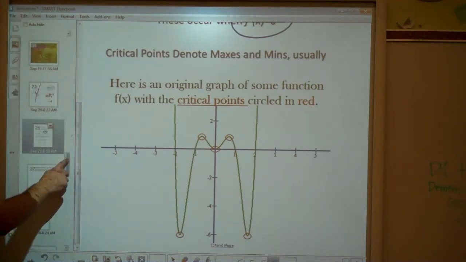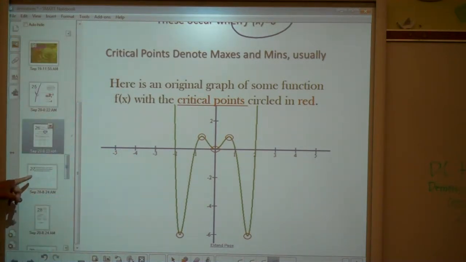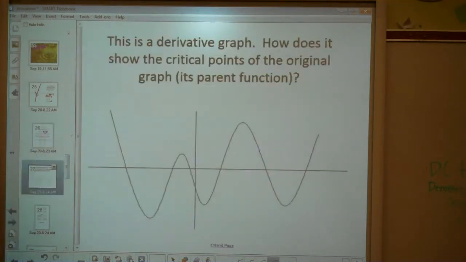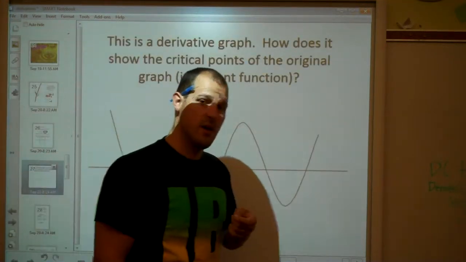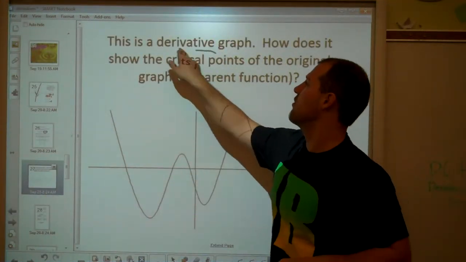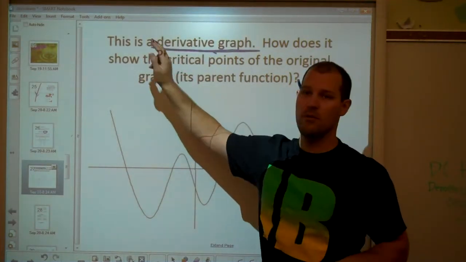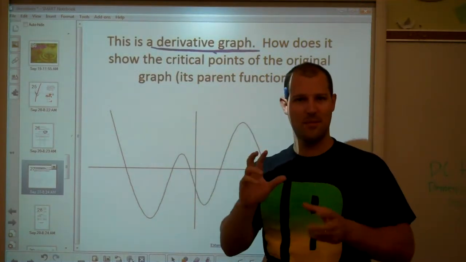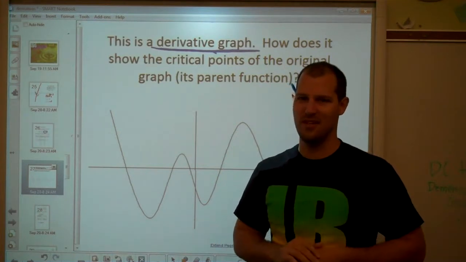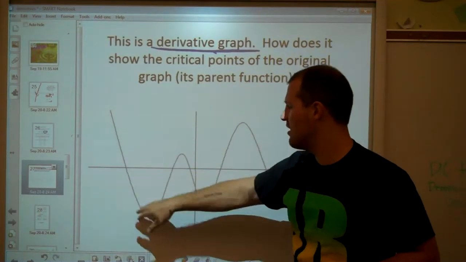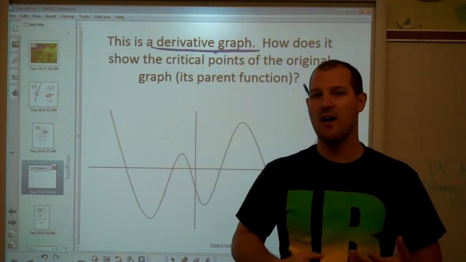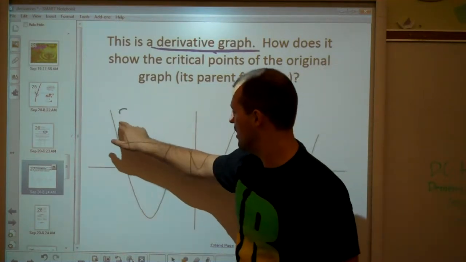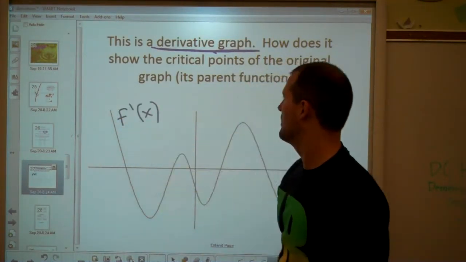Okay, and with that in the bag, let's look at one more thing, then we're going to graph some on our own. Okay, here's another graph. This one is a derivative graph. So as you're watching the video, be careful, slow down. This can be a little bit brain twisting for a minute. Okay, this is not the regular graph. This is the derivative graph of some function. So this is f prime of x.